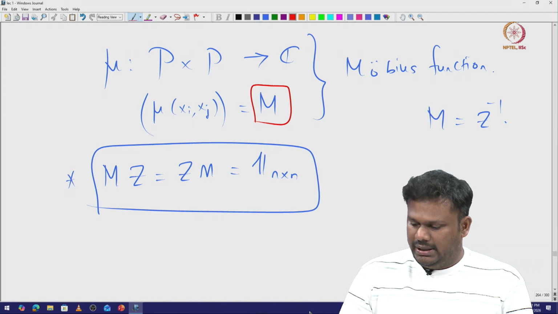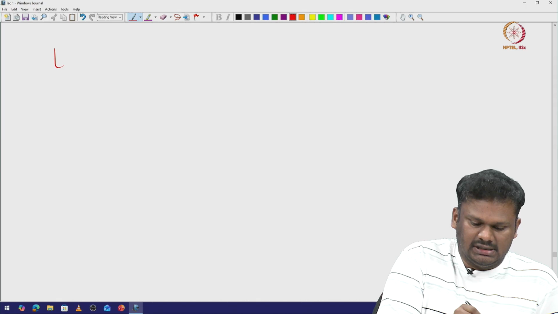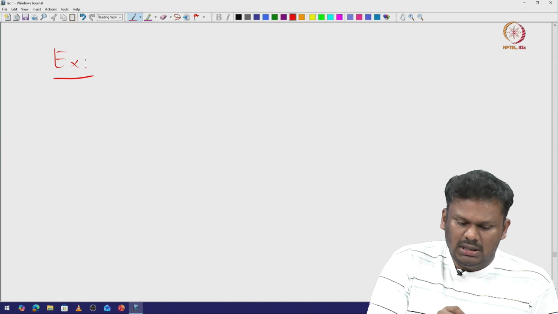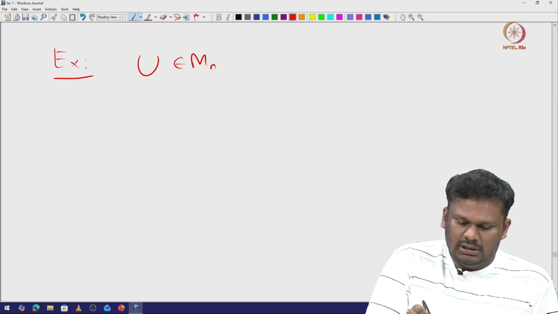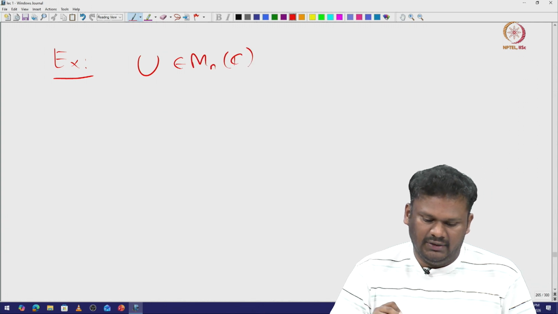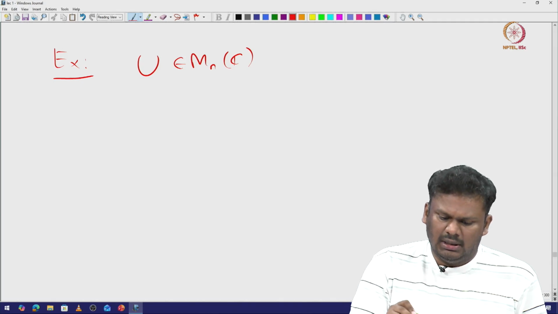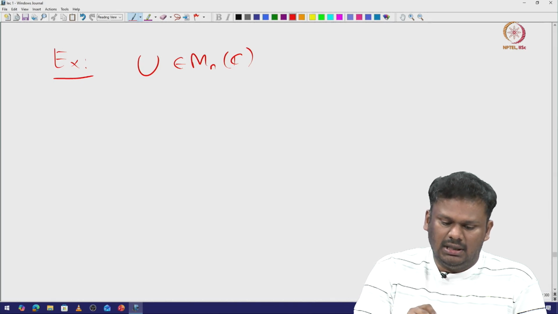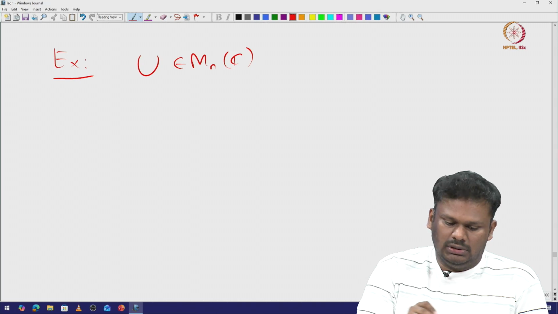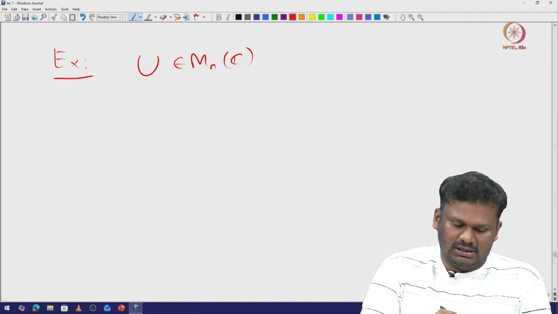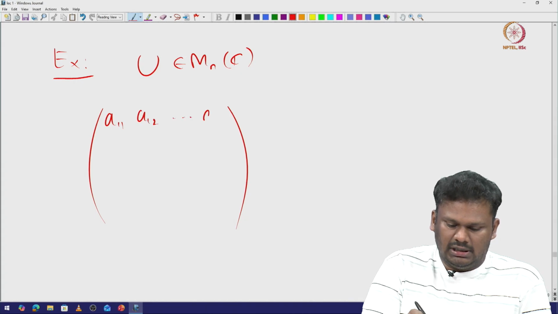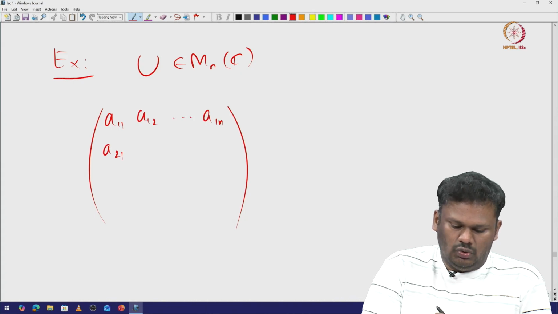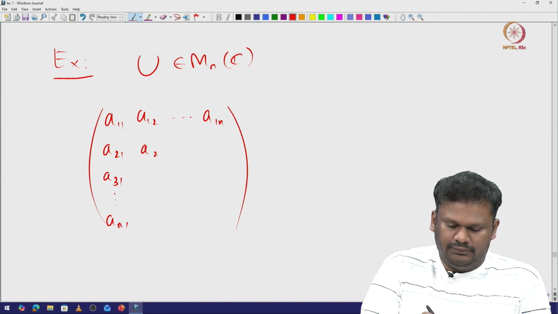For that purpose, we need to understand what we can say about the entries of this matrix M. So, recall, maybe you can take it as an exercise, it is not a very hard exercise. Suppose I have an upper triangular matrix U, an n by n complex matrix which is upper triangular. Recall how the entries of any matrix are given. It is given like this: A11, A12, etcetera, A1n, and then A2n, A31 etcetera, An1 and so on.